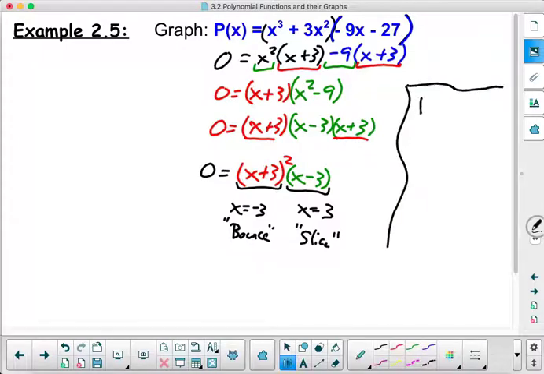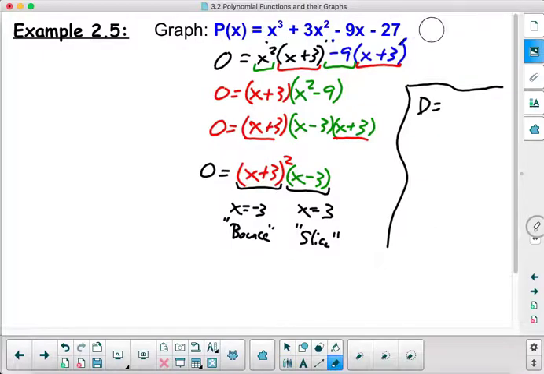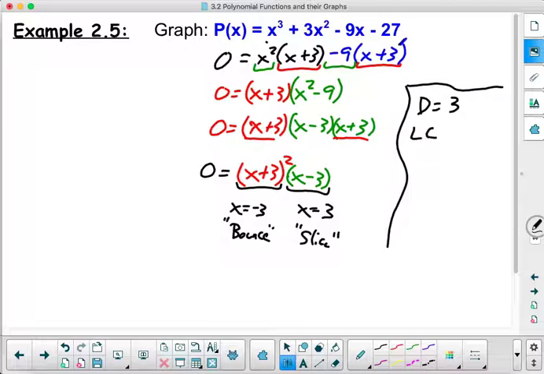Off on the side, my degree was what? 3. My leading coefficient is 1. So that means my end behavior, sorry for all the abbreviations, is going to end going up. It's going to start going down, and it's going to do something in between, kind of like the last one.